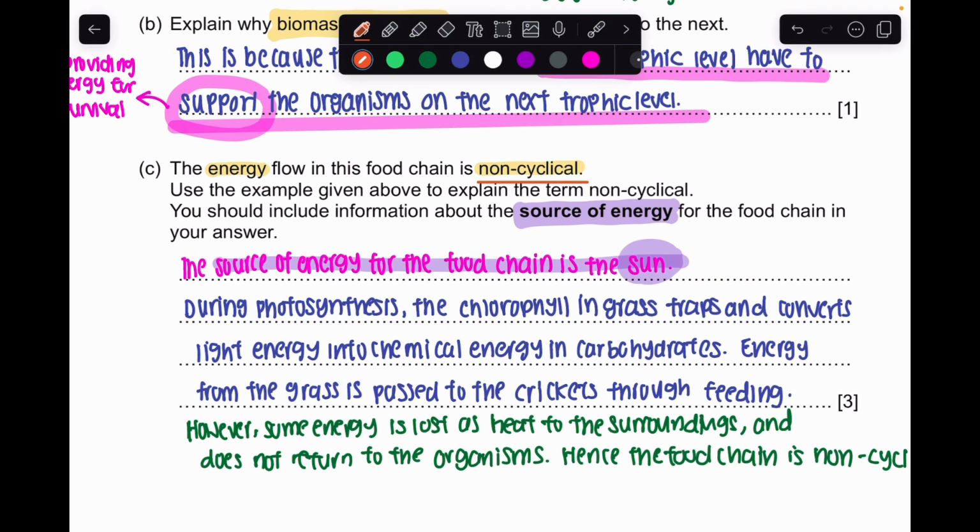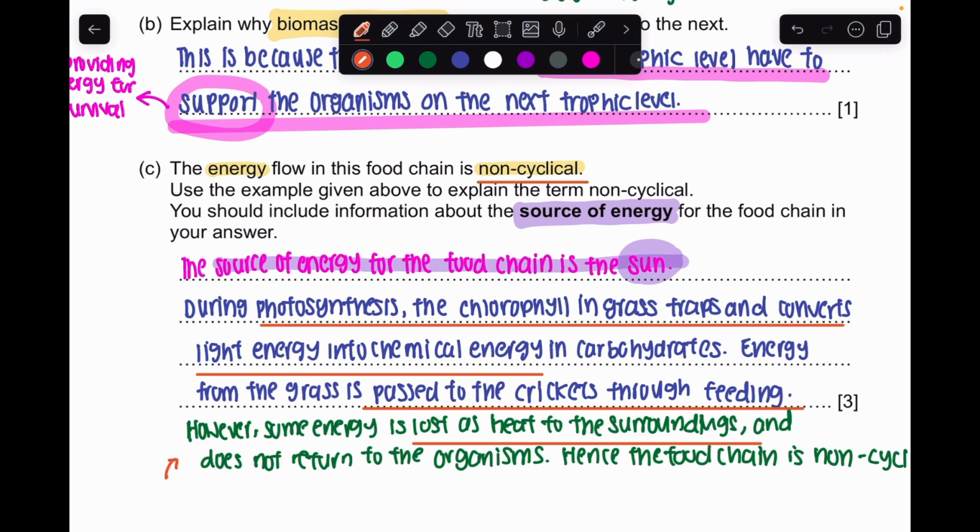So we start off by giving an example of the grass and how the chlorophyll in the grass traps and converts light energy into chemical energy in the form of carbohydrates or glucose. Then the energy from this grass will be passed to the crickets through feeding. However, not all of the energy will be passed on. Some of the energy is going to be lost as heat to the surroundings during respiration, and this energy is not returned back to the organisms.